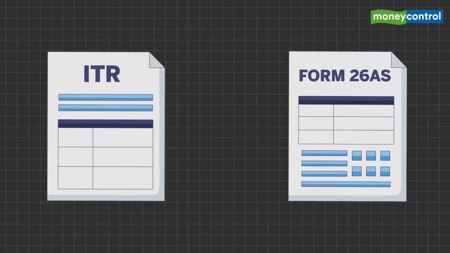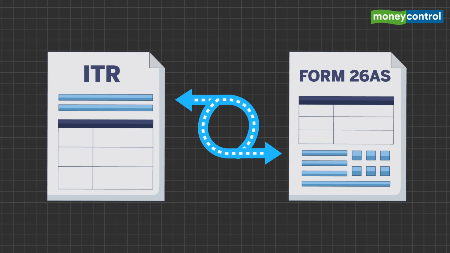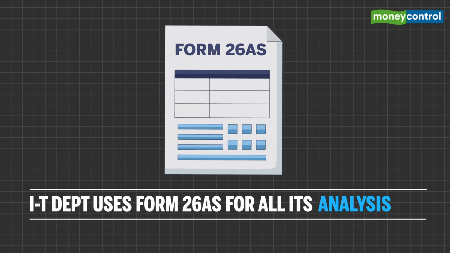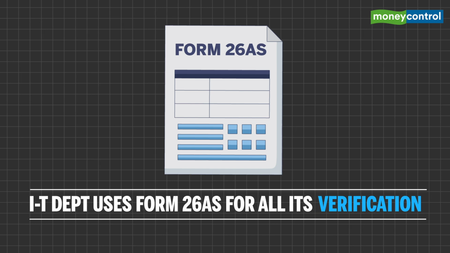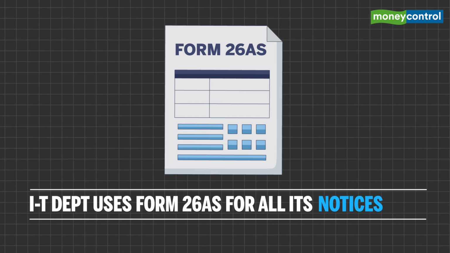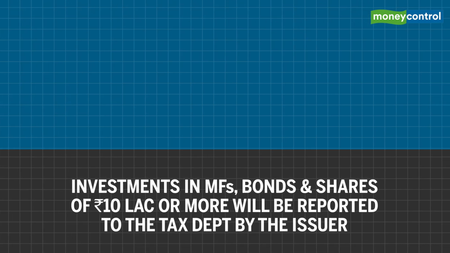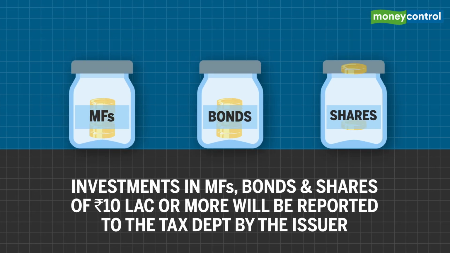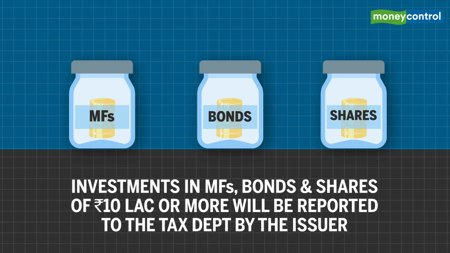A taxpayer has to ensure that the income tax return or ITR is in sync with Form 26AS, because the IT department uses Form 26AS as the benchmark for all its analysis and verification, and notices are issued accordingly if there's any discrepancy. If you have bought financial instruments such as mutual funds, bonds and shares worth 10 lakh or more, it will be reported to the tax department by the issuer.